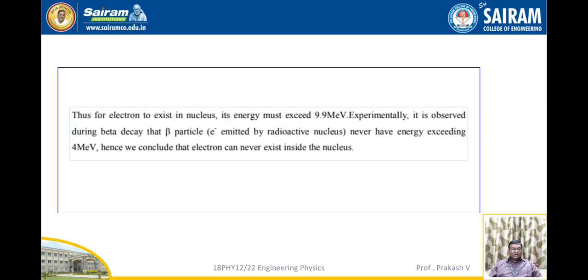Looking at that value of energy, for an electron to exist inside the nucleus, its energy must exceed 9.9 million electron volts. Experimentally, it is observed that during the beta decay process, the beta particles emitted never have energy exceeding 4 million electron volts. That means the energy of the electron emitted during beta decay is not at all more than 4 million electron volts. Because of this, we come to the conclusion that the electron does not exist inside the nucleus. So the Heisenberg uncertainty principle clearly proves that the electron does not exist inside the nucleus. Thank you.